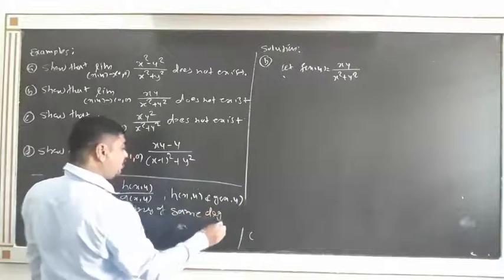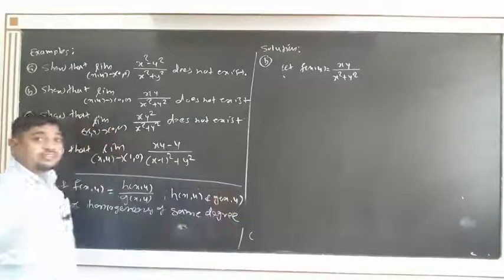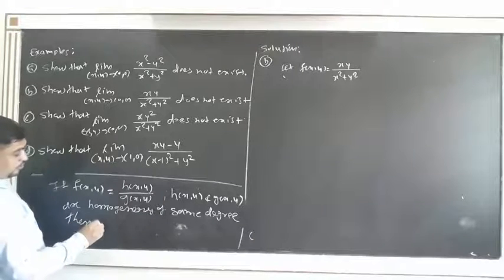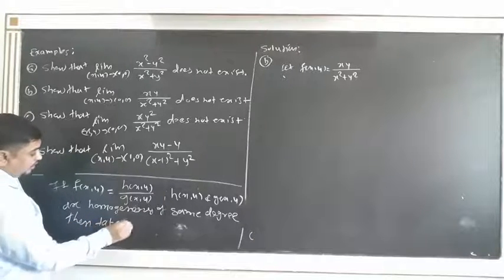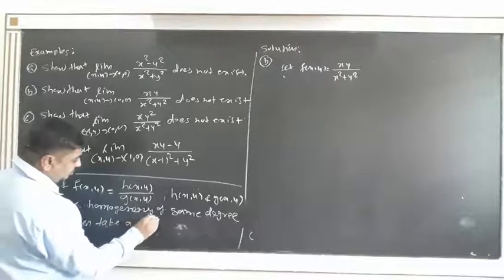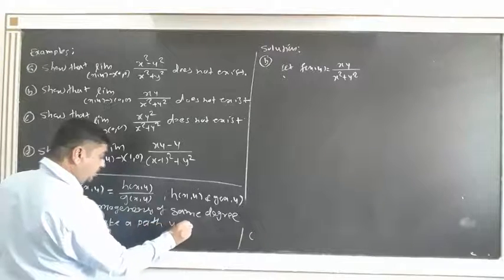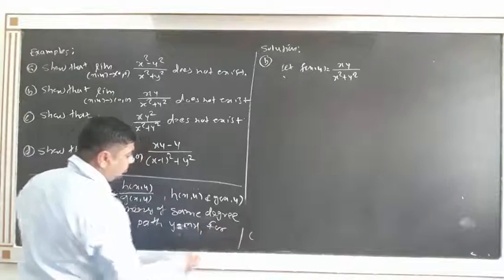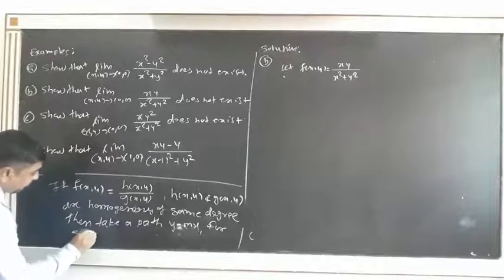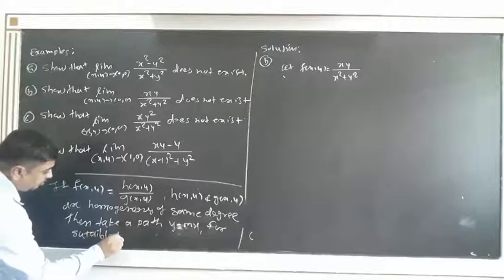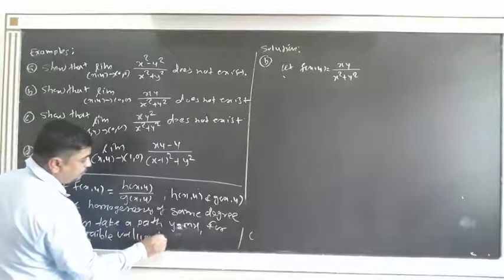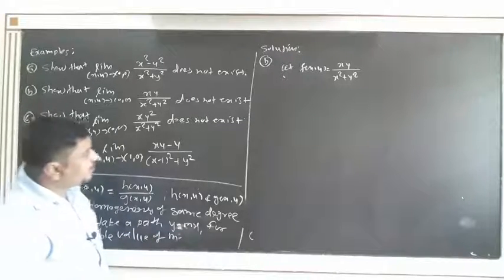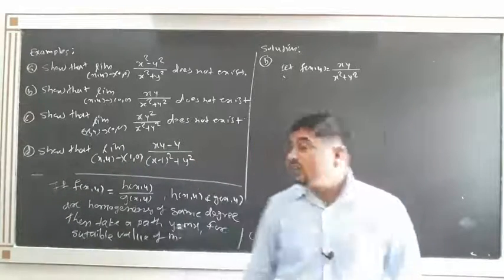They are homogeneous and they are of the same degree. Then take a path y is equal to mx for suitable value of m. Okay, so here what can you go for this?